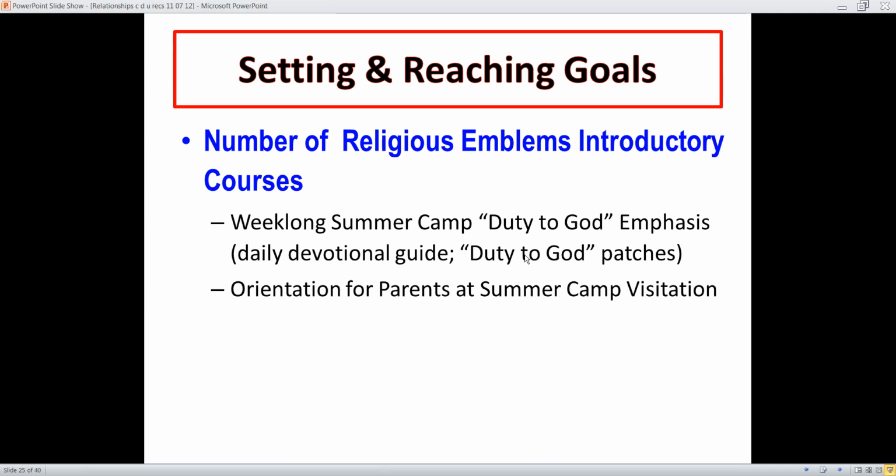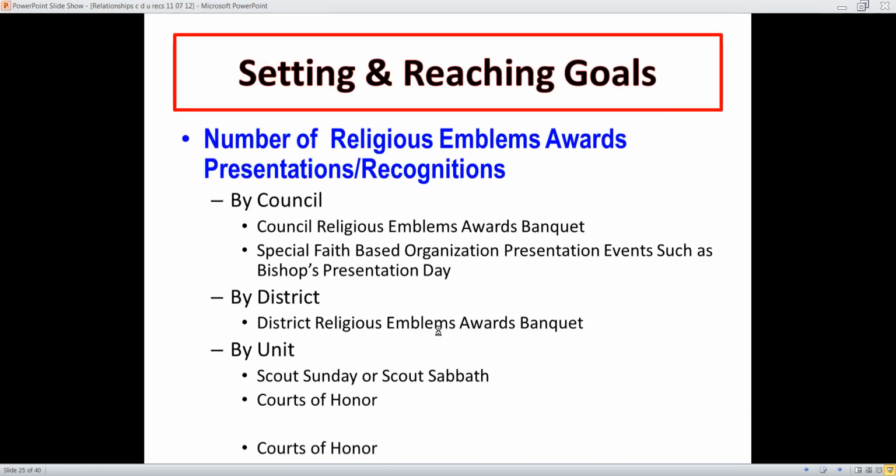Also, these religious emblems courses are a great way to introduce the Duty to God patches, the puzzle patches, and although it's certainly not a religious emblem, the patch is a good reminder for them to complete the process. And all kinds of orientations for parents, even at summer camp visitation. I've heard about several of those recently that were very warmly received.